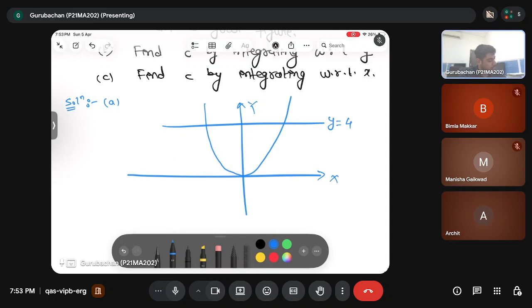This is the complete area, right? Yes, sir. And this line y equal to c partitions it into equal areas. So this is a by 2, and this will also be a by 2. Okay.